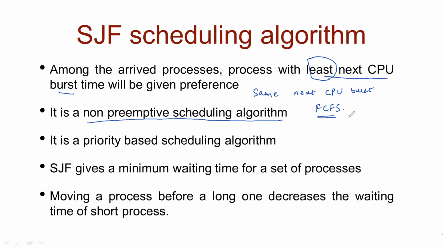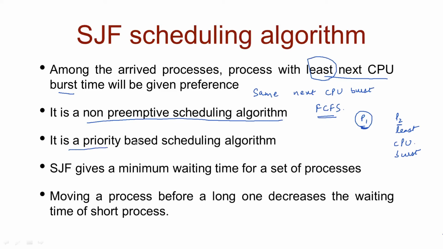Another important point about SJF is that it is a non-preemptive scheduling algorithm. It means if CPU is allocated to a process P1, because P1 has the least next CPU burst, then P1 will hold the CPU until it leaves the CPU after termination, or it voluntarily leaves the CPU for some input output. It will not be preempted from CPU. If some other process with a shorter CPU burst comes in the system, even then P1 will continue its execution if it is already allocated to CPU. It will not be preempted for process P2 by the scheduler.